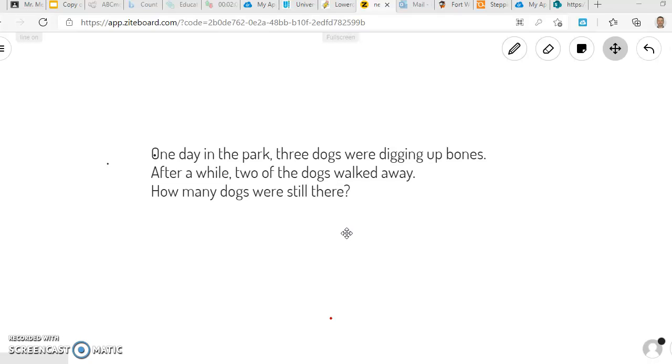Now you can use your fingers to do the math problem, addition or subtraction, but it's always good to know how to write a number line, and so let's do that. Alright, so boys and girls, go ahead and pause the video and grab a piece of paper and a pencil, crayon, or marker, and then unpause it, and we're going to do it together.